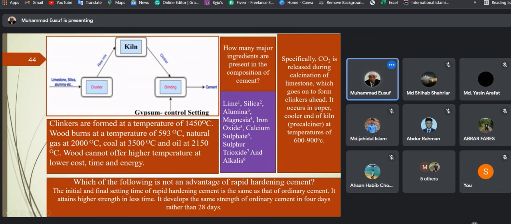got the clinker. Okay, now here clinker is formed at temperature. Clinker form হয় 1450 degree Celsius. Wood burns at a temperature 593 degree Celsius. Natural gas at 22,000 degrees Celsius, coal 3,500 degrees Celsius, oil at 215 degrees Celsius. Wood cannot offer high temperature at lower cost, time and energy.